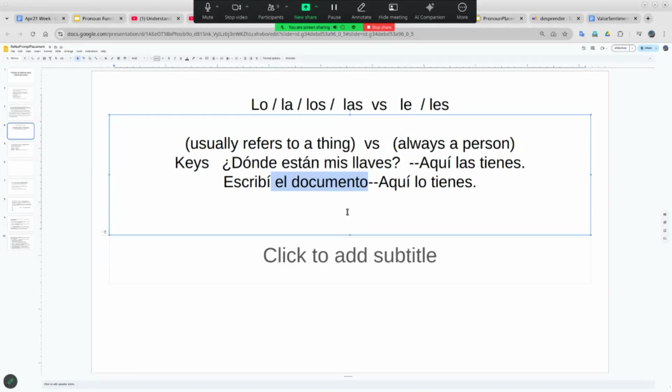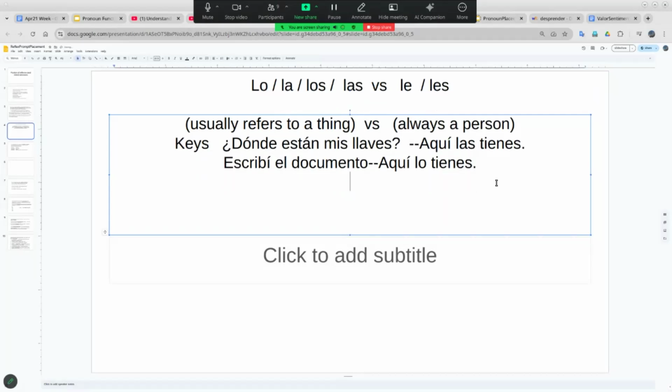A thing, el documento. Most of the time, but not 100%, maybe 75%. Lo, la, los, and las are talking about things. Okay. We'll come back next week and talk about when they are people, but it will be more limited. All right. Now let's look at le and les. Le and les always mean a person, a human being.